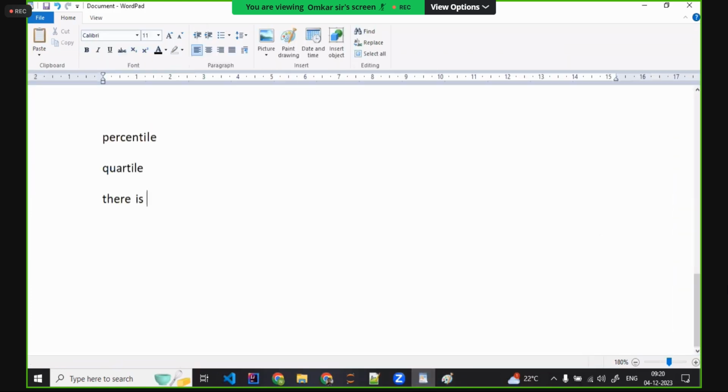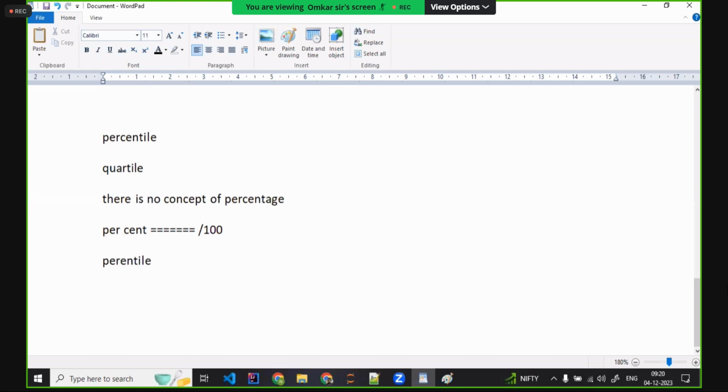There is no concept of percentage. Percent means always by 100. Per cent means generally anything that is divided by 100. So in the data distribution, there is no percentage concept. That means there is no 100% of data. We never talk about the 100% of data. So that's why we go with a concept called the percentile concept.